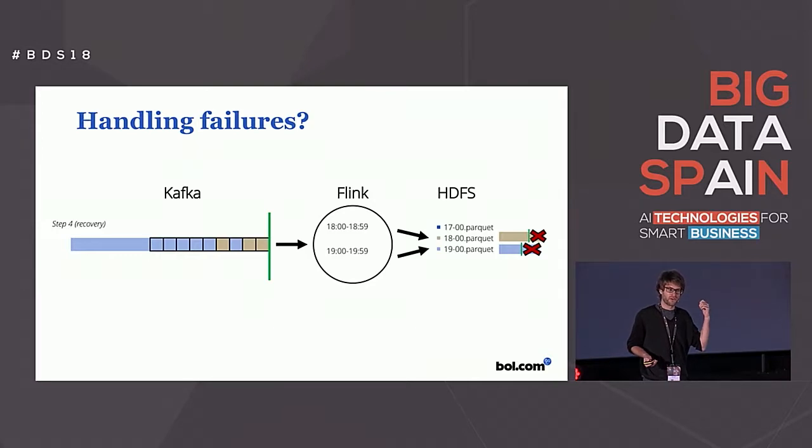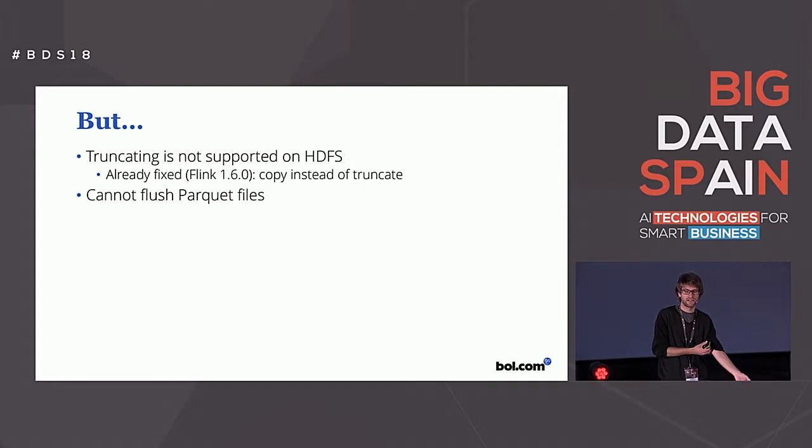If we kept the data at the end of the files, we would have duplicates. But by knowing exactly the position of the files at the checkpoint, we can just truncate them. So that sounds good, and it should work well. But there's always a but. In our case, HDFS doesn't support truncating. So it doesn't support cutting the end of the files.